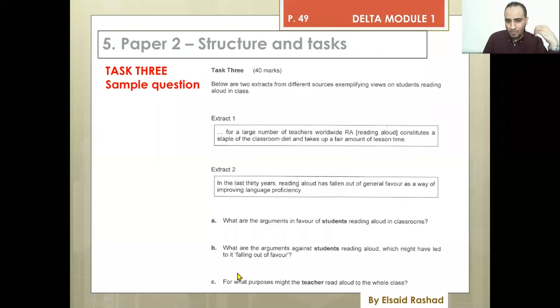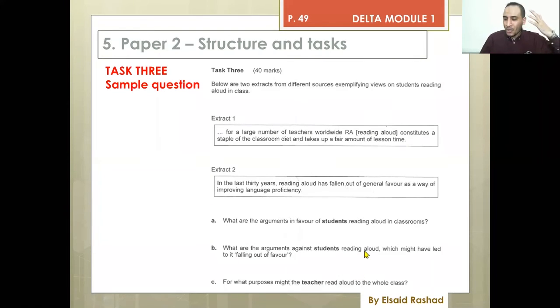Look at them, please. Reading aloud in the classroom. What are the advantages? And what are the disadvantages of reading aloud in the classroom? And C, why might the teacher read aloud to the whole class? So you need to discuss 3 points about reading aloud. It's about classroom management, actually. So 5 advantages, 5 disadvantages, and reasons or purposes why teachers might need to read aloud in the classroom. You need to think about this.